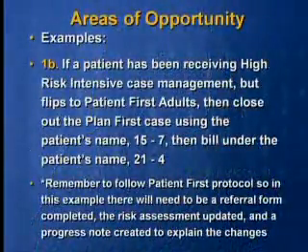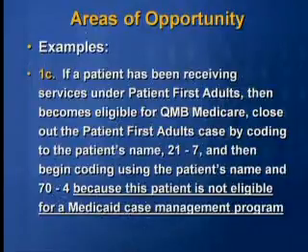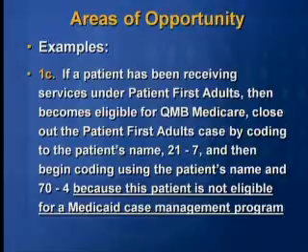And a third example is if a patient's been receiving services under Patient First Adults, then becomes eligible for QMB, which is a Medicare program, then you have to close out Patient First Adults by coding to the patient 21.7, and then begin coding using the patient's name and a 70, because this patient is not eligible for a Medicaid case management program.